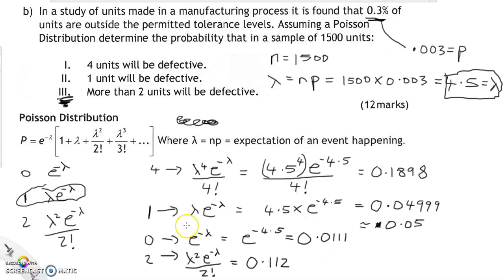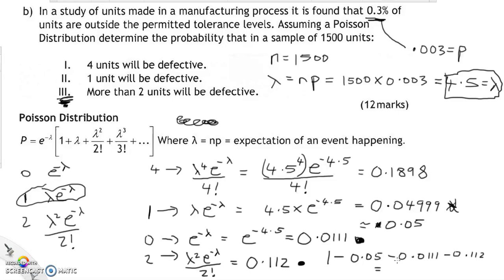So the probability that more than 2 units will be defective: this is the probability that exactly 1 unit will be defective, this is the probability that exactly 0 units are defective, and this is the probability that exactly 2 units are defective. If we add all these together and subtract from 1, that gives us the probability of any other result, because every other possibility has to be a case where more units are defective. So our answer is going to be 1 minus 0.05 minus 0.0111 minus 0.112.